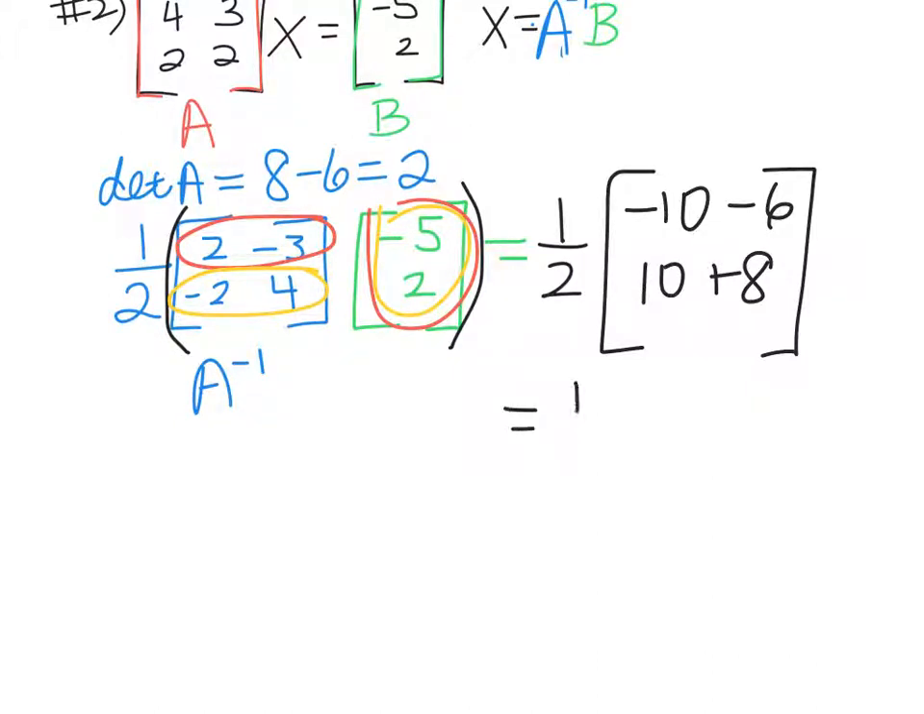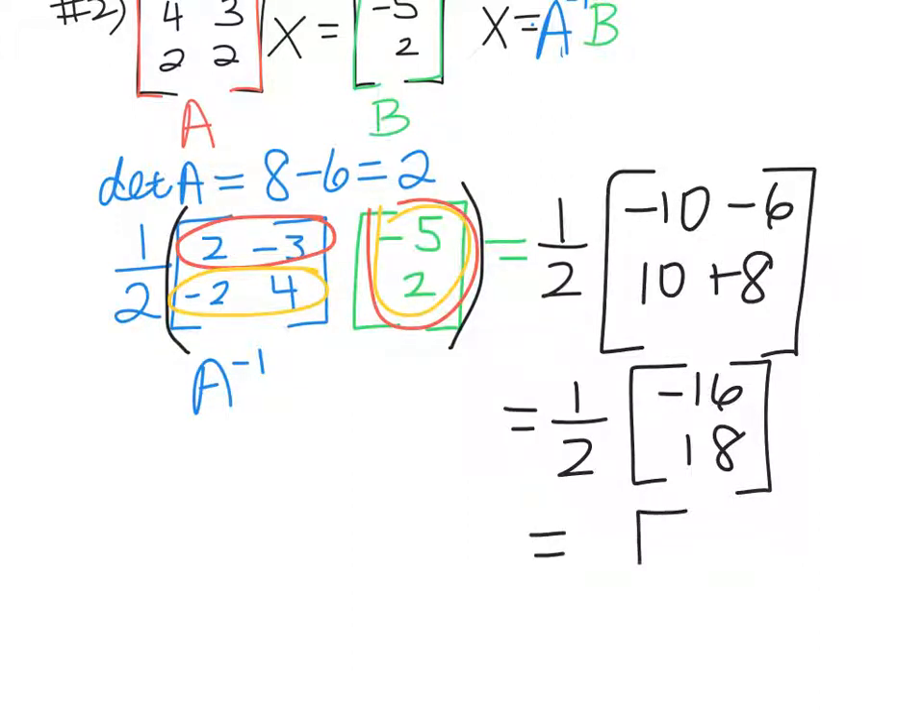All right, so now we have 1/2 times negative 16 and 18. One last step. Multiply by 1/2. And our answer is -8, 9.